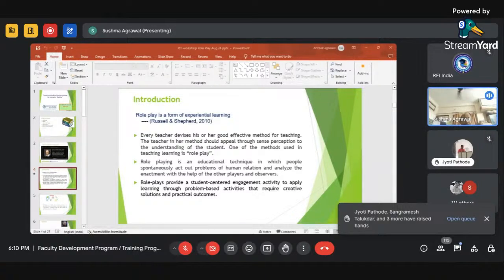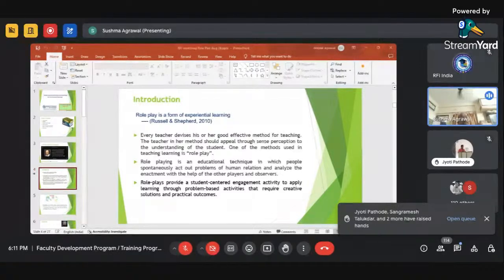And on the second side, they try to learn to analyze those problems with the help of the other players and the observers. So multidimensional performances are being evaluated. Number one, a student is trying to learn to focus upon a problem which may be related to himself or herself or to someone else. So it is associated with human relationships. And second, it helps to identify the way, the mode, to overcome such problems.